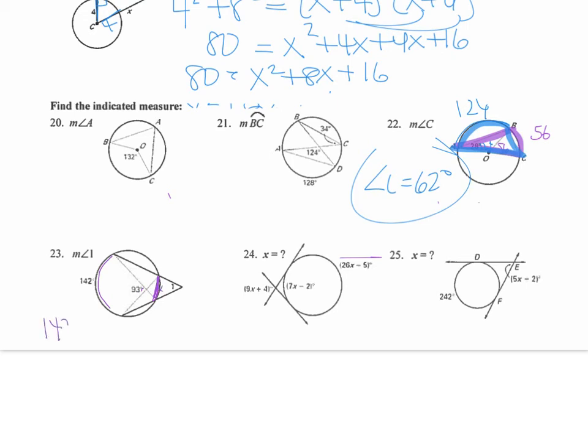I'm going to do 142 plus X over 2 equals 93. So 93 times 2, and then I'm going to subtract 142 from it. That's 44. So now I can do angle 1 by doing an exterior angle. 142 minus 44 over 2. Oh my goodness, I can't type today. Divide by 2, I get 49.